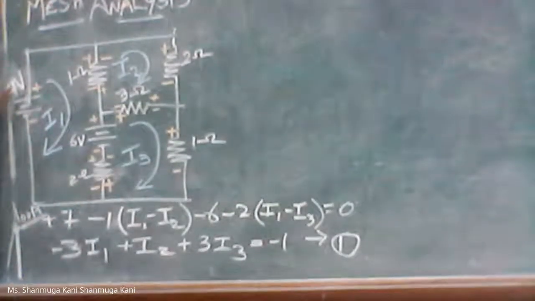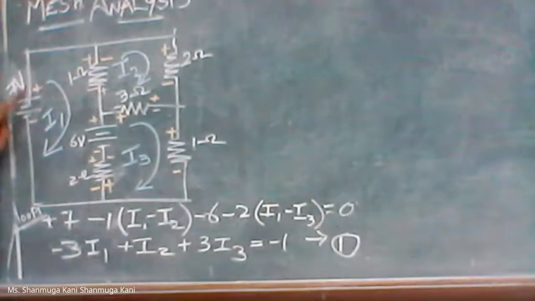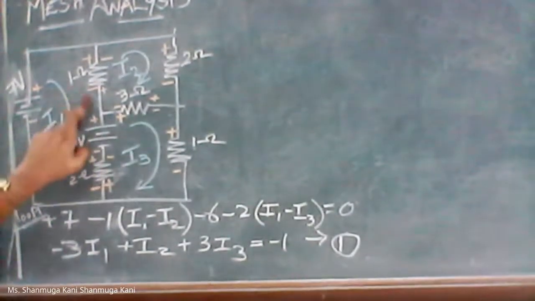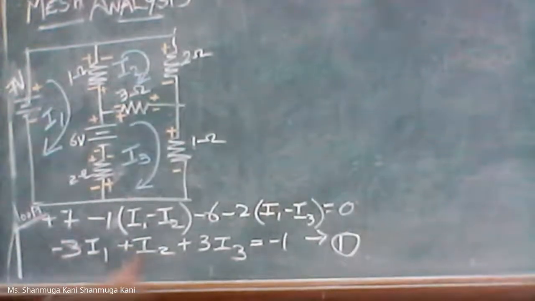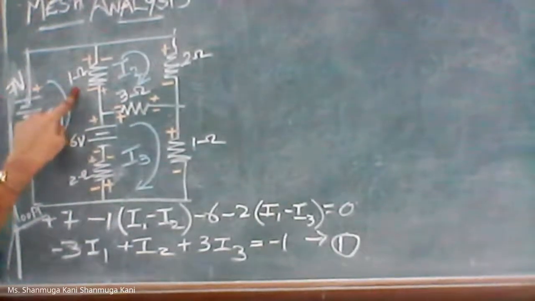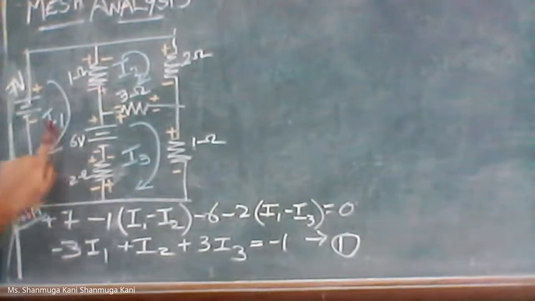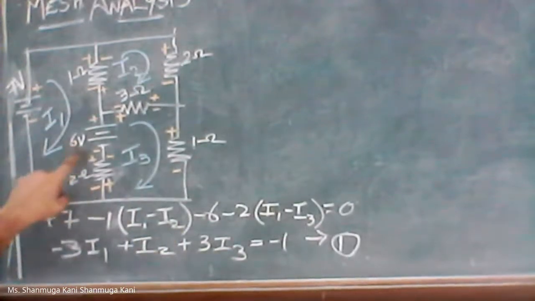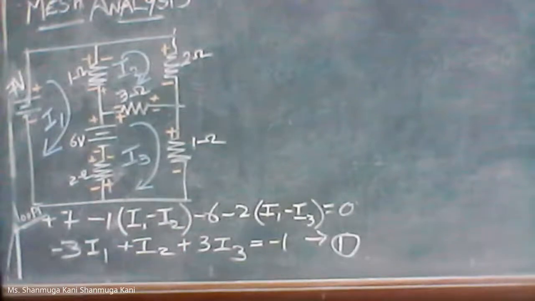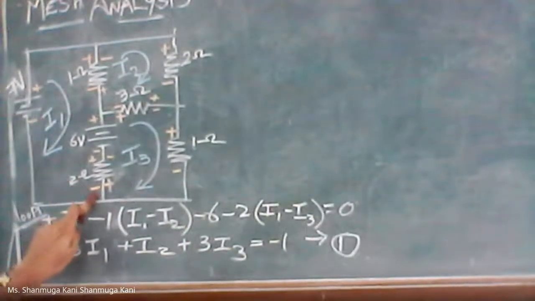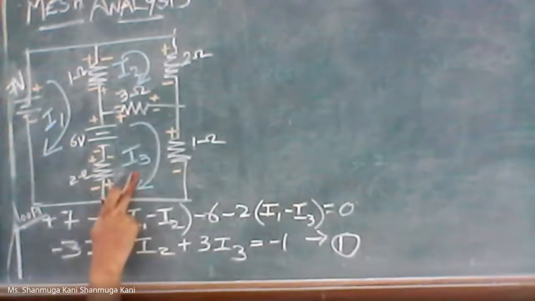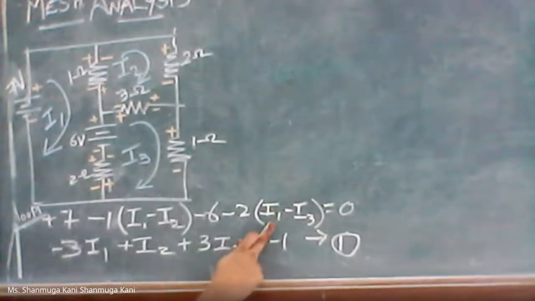Loop 1: the 7 volt source, leading sign is plus, so +7. Don't write I1 or I2 for the voltage source; only for a resistor do you write the current. The 1 ohm resistor is common for loop 1 and loop 2, so it is -1 into (I1 minus I2). Then the 6 volts is minus and leaving sign is minus, so minus here. The 2 ohm resistor leaving sign is minus, so -2 into the 2 ohm, which is common for loop 1 and loop 3, so we write it as (I1 minus I3).